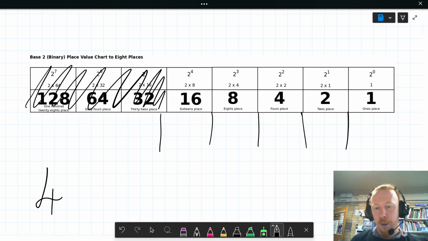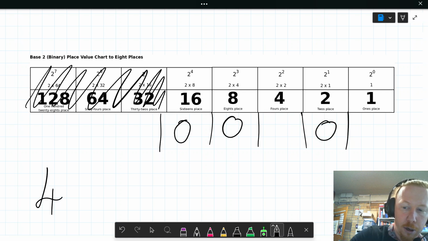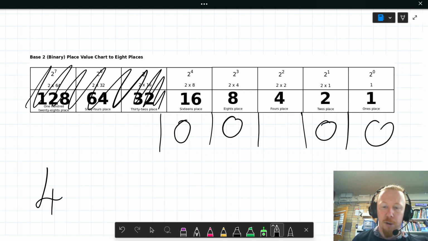I wanted to count 4, but I can only use 1 and 0. Let's have a look at that. I need to put a 0 in every place I'm using. So let's try that. 0, 0, 0, 0. Okay, that's good. And I can put a 1 in the 4's place because I have a 4.